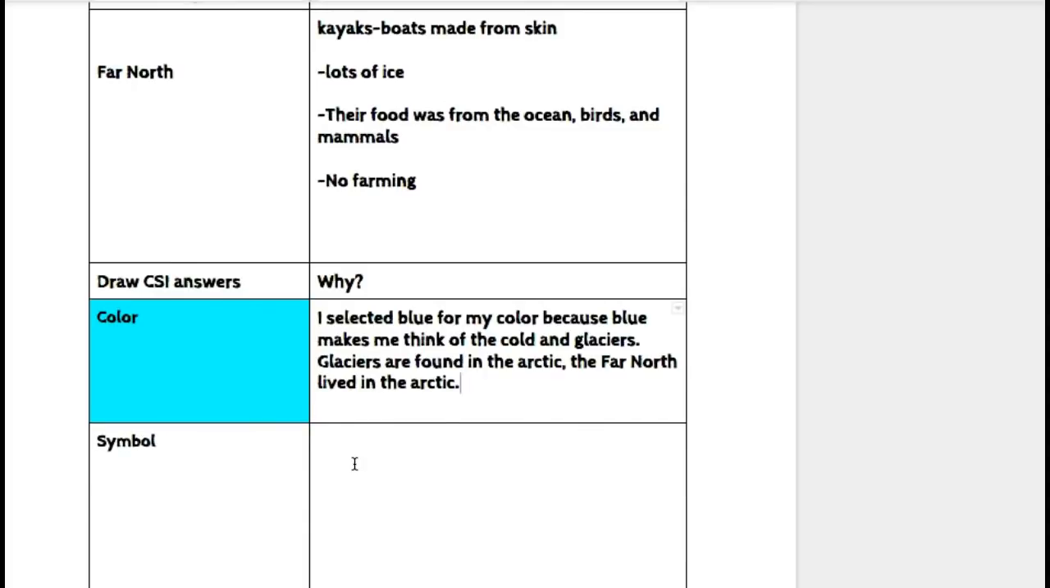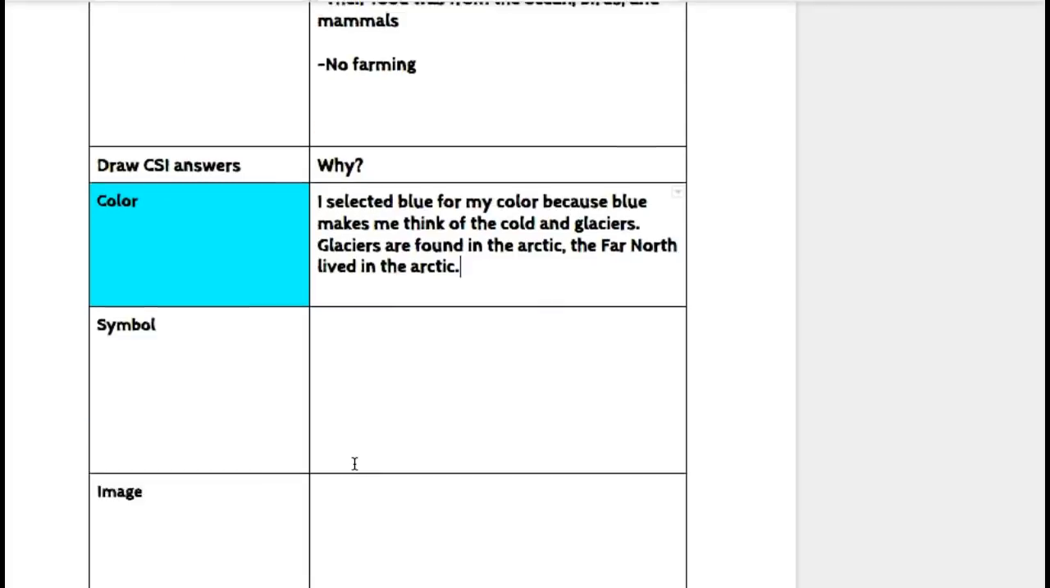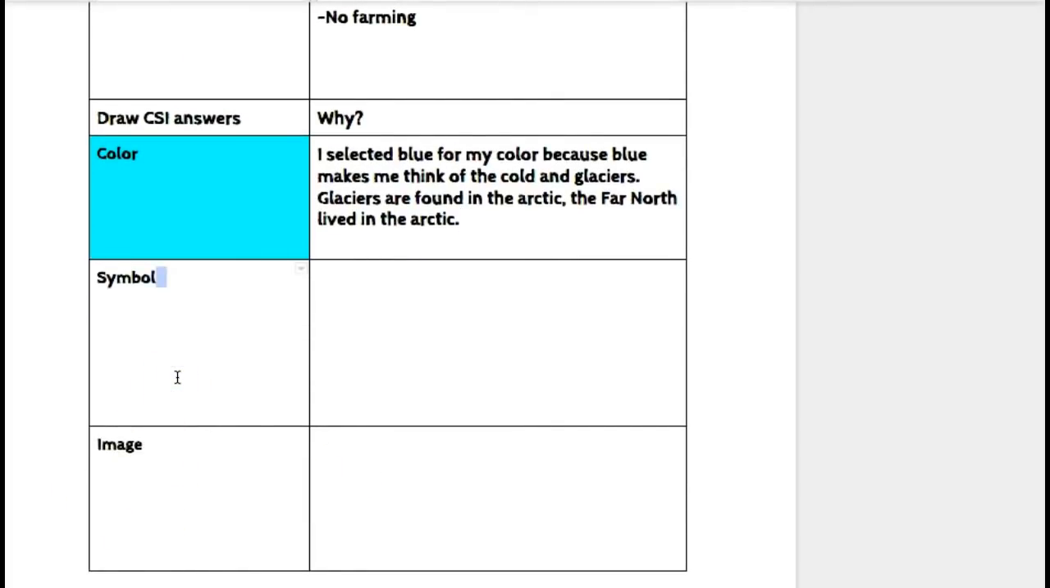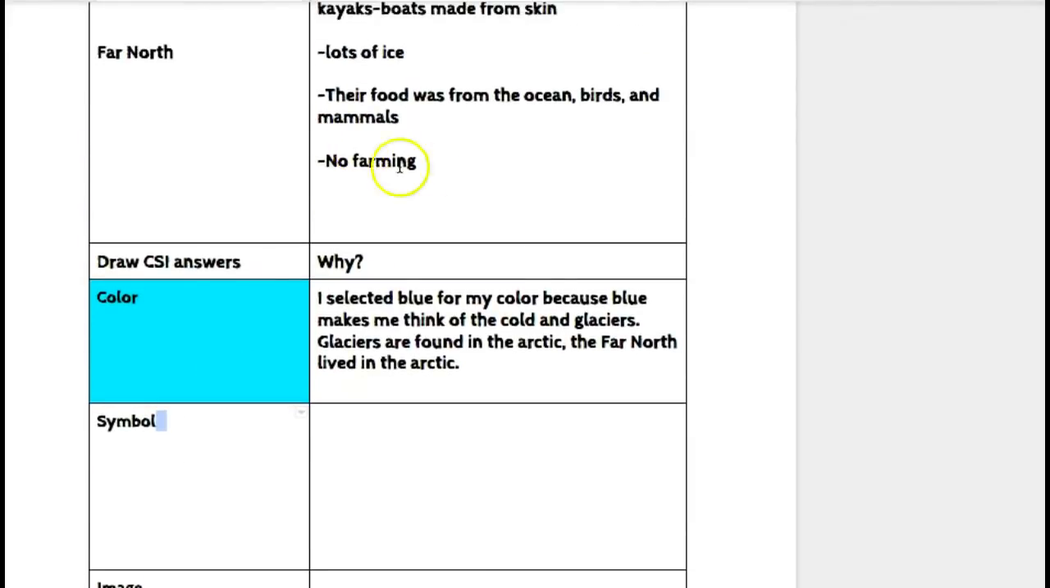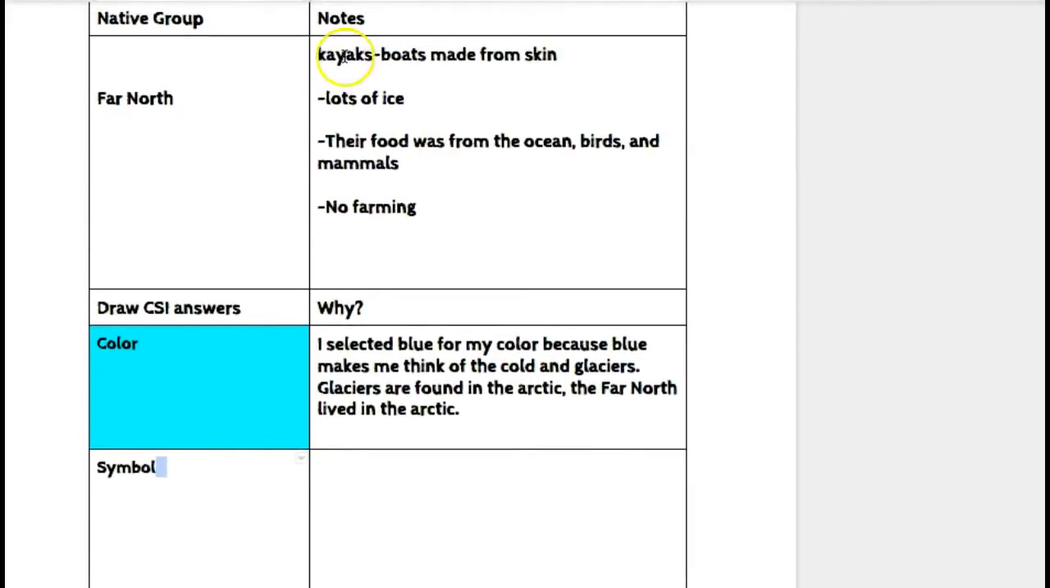What this is going to do is help you memorize each of those groups better and faster because you'll associate it with something else. Okay, now I need to pick a symbol. And a symbol could be almost anything. So maybe I look at my notes and I have a kayak. Maybe my symbol is water with a kayak on it. Maybe my symbol is something about the food they ate.